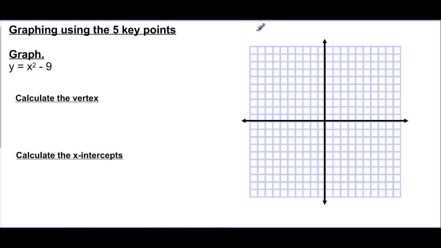Alright, so just a couple more examples of graphing using the 5 key points. I just wanted to show a couple of different, kind of strange examples that could happen, but it still fits into this idea.